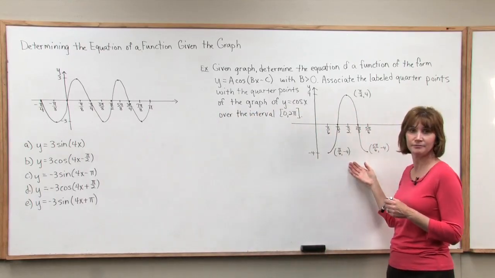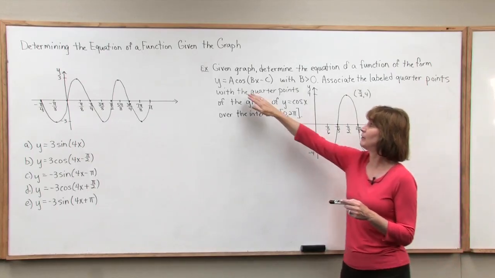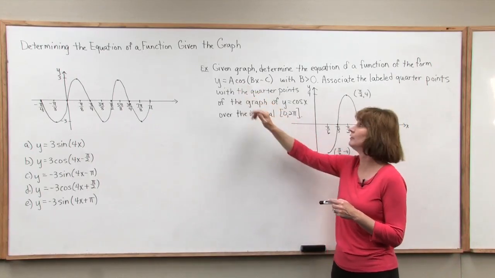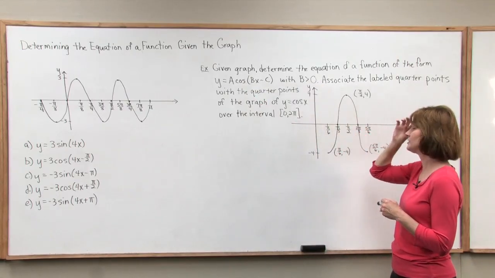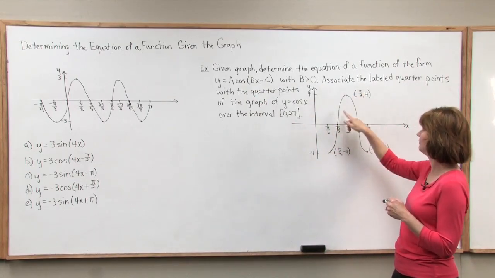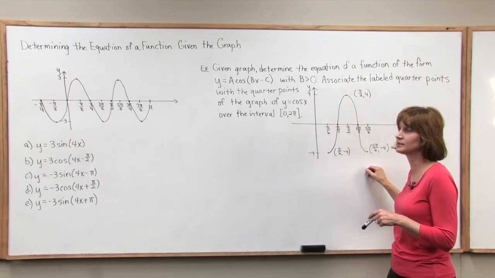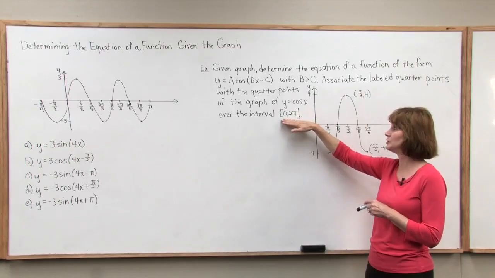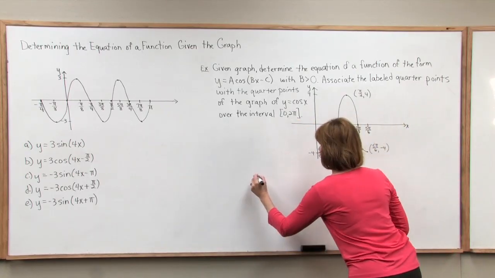We're given the graph and we want to determine the equation of a function of the form, and we're going to be told it's a cosine curve, and we're going to be told b is positive. And also we're going to associate these 5 labeled quarter points with the 5 quarter points for y equals cosine x over the interval 0 to 2 pi. Well, let's write those quarter points down. We should know what they are.